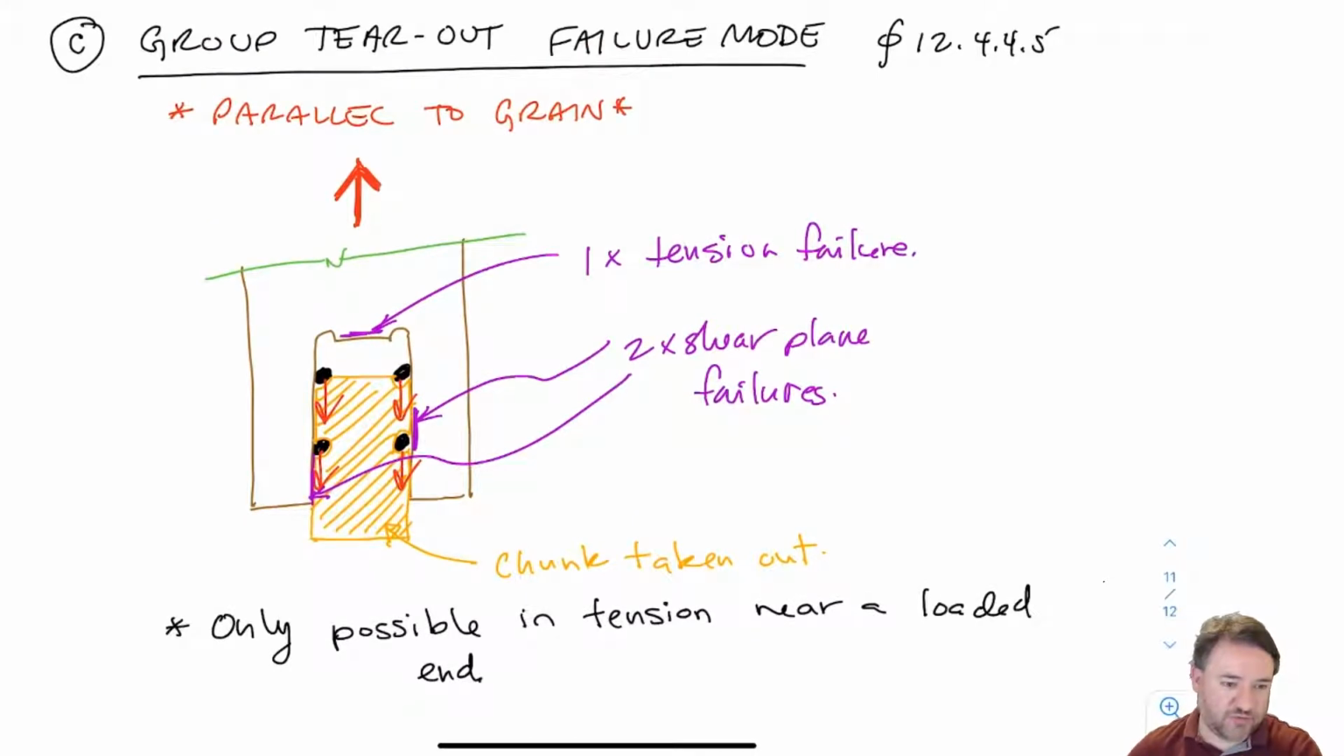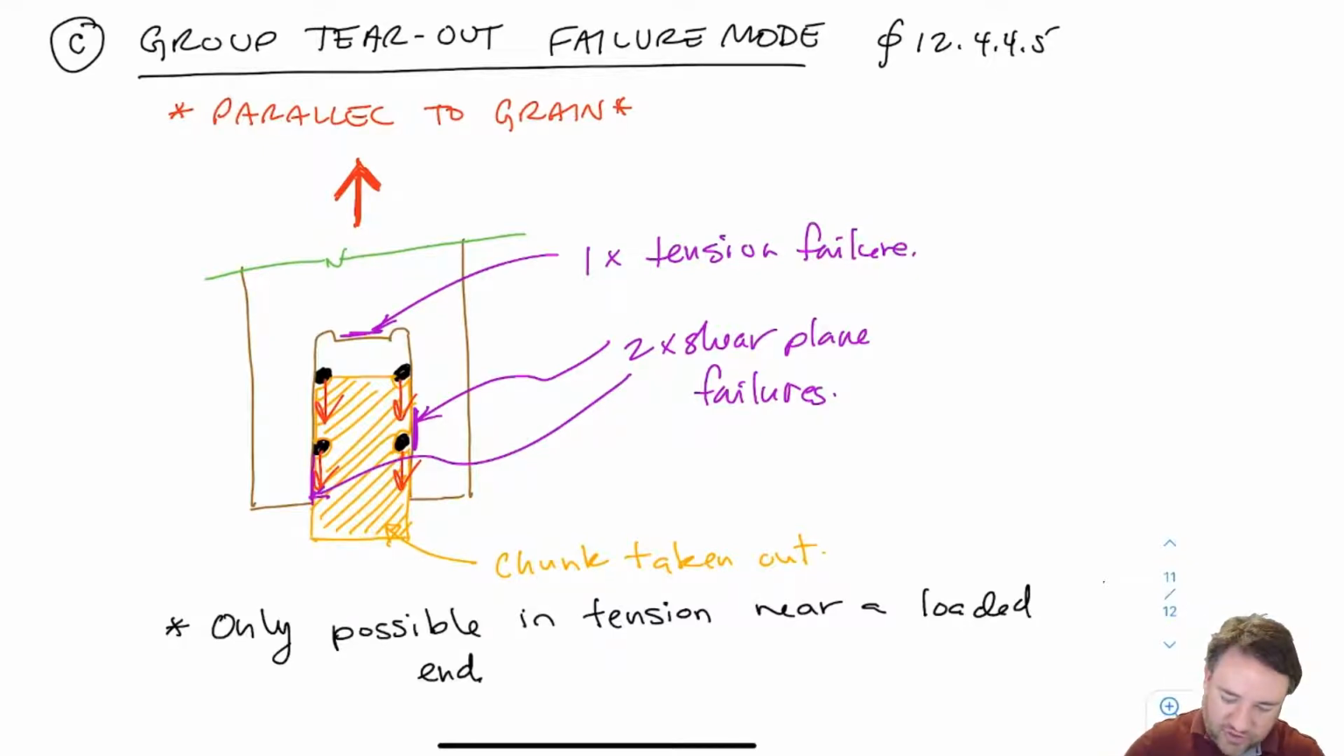So critical to the failure of tear-out is that I need to be able to tear a piece out. I didn't need that in row shear. In row shear, I could fail those shear planes in combination with a small embedment failure at the end of one of the bolts. But I can't get that in group tear-out. I can't tear a chunk into the piece of wood. So I only have to worry about this failure mode if I have loads that are parallel to grain and that are basically pulling towards a loaded end.